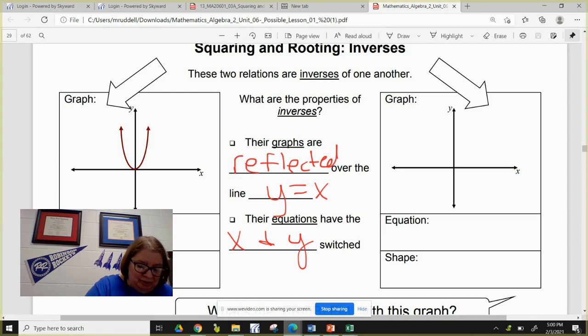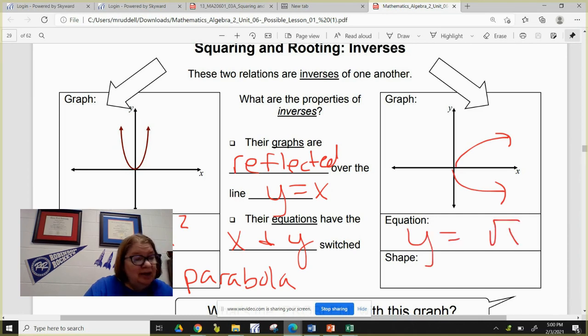This graph, the equation was y equals x squared. The shape was a vertical parabola. We've talked about parabolas before. Vertical just means the parabola goes up and down. Then this graph that we did in number 2 was this. The equation is y equals square root of x, or x equals y squared.